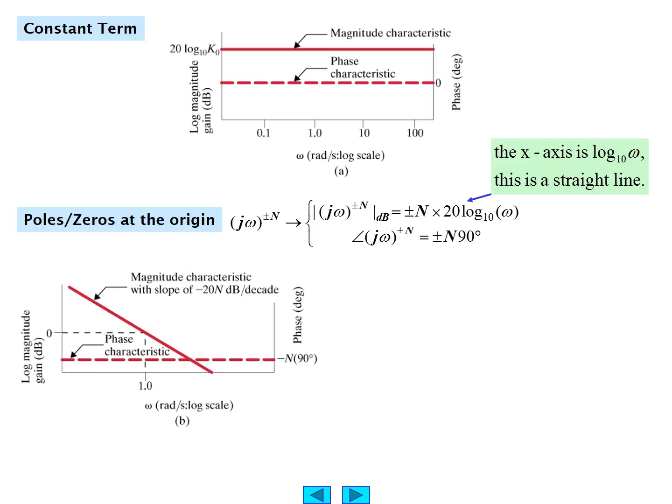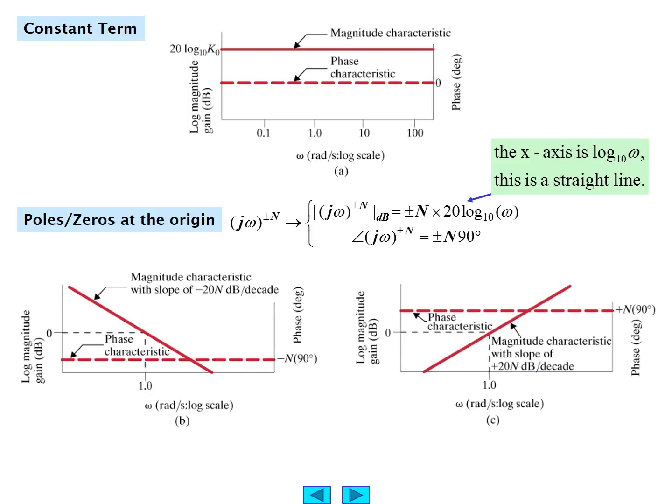So the magnitude characteristic can be plotted, and the magnitude characteristic would then have a slope. If we look at the equation for the magnitude then for j omega to the plus or minus n, it has a slope of minus 20 n dB per decade. Decade means increasing by a factor of 10. The phase characteristic remains constant though at a value of minus n times 90 degrees.